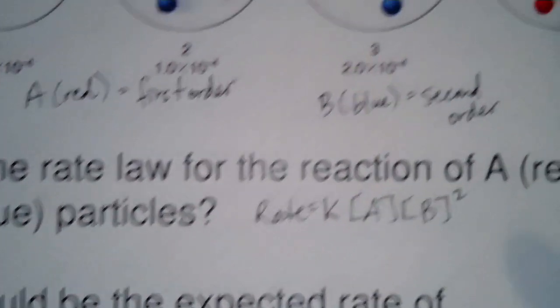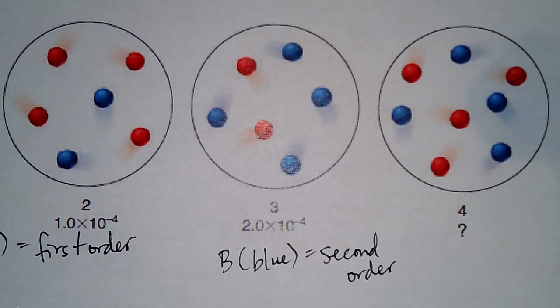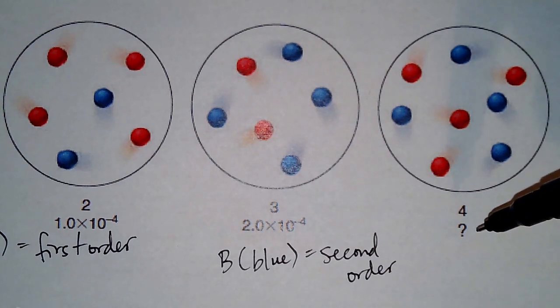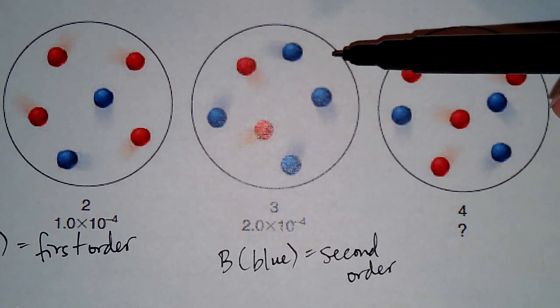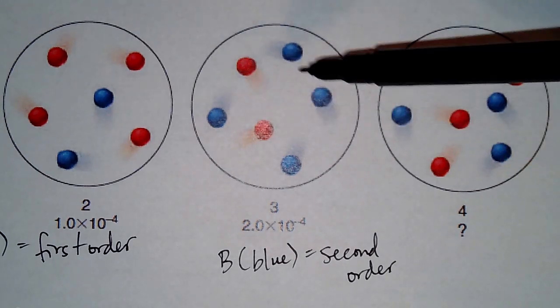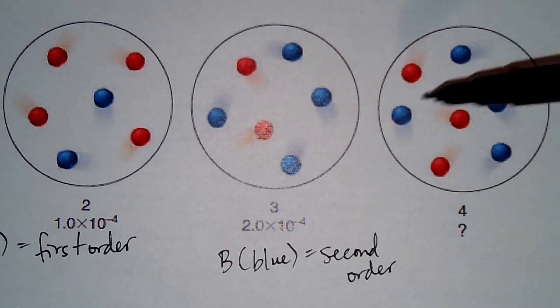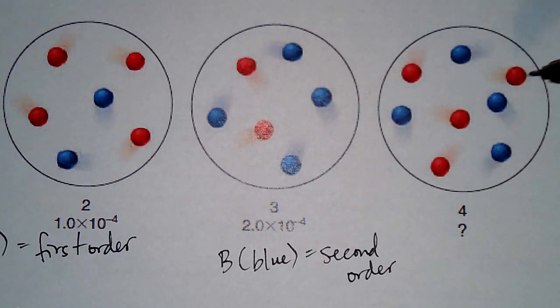Alright, let's look at experiment 4. So here's our circle. We have 4 reds and 4 blues. So we need to see what happened in order to figure out what the rate is. So if we compare it to experiment 3, experiment 3 we had 2 red and 4 blue. And now with experiment 4, we still have 4 blue, but we're up to 4 red. So B stayed the same, but red doubled. So now we know red is first order.